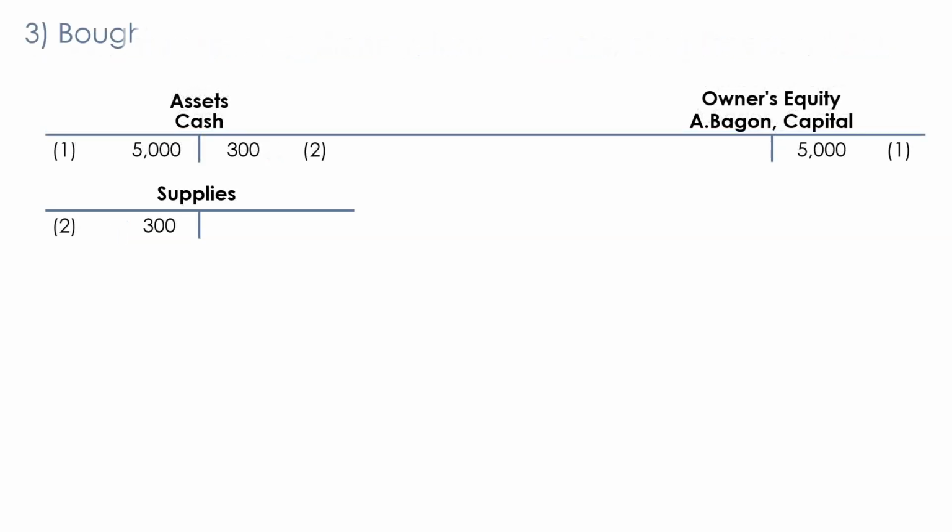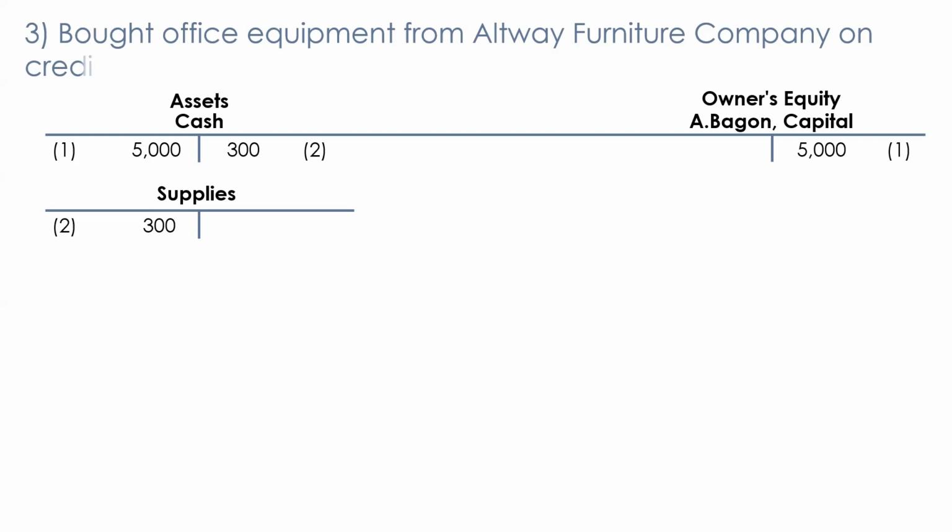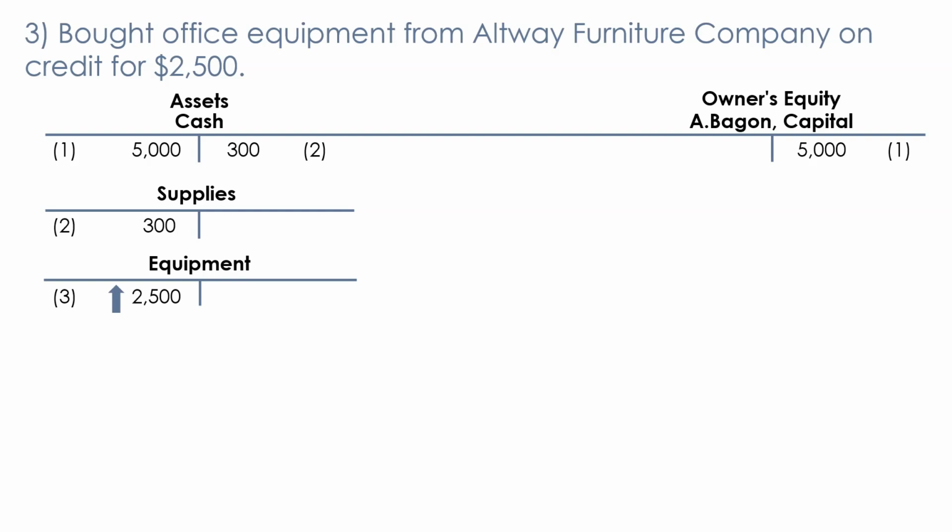In another transaction, Mr. Bacon purchased office equipment worth $2,500 on account from Altway Furniture Company. Since we are acquiring an asset, we debit the office equipment account for $2,500 to recognize this increase in assets, and because no cash is being paid at the time of purchase, a new liability is created. Therefore, we credit the accounts payable account for $2,500 to recognize this increase in liabilities.